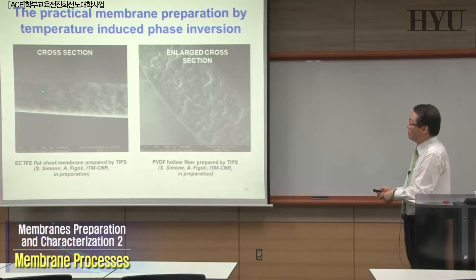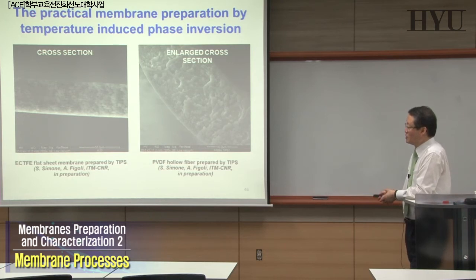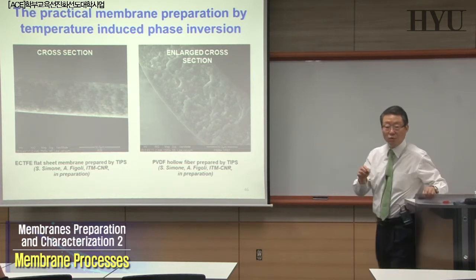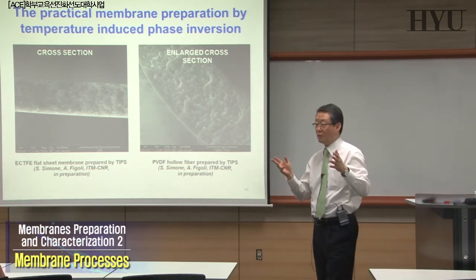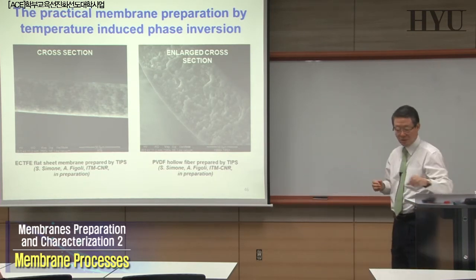This is the typical example of the TIPS membrane with the cross-section and the enlarged structures. I think this was manufactured at ITM with Professor Drioli. Alberto Figoli is in charge of this TIPS process, and you will see you have a very good membrane. You can have a porous structure, or you can have a non-porous structure depending upon how you spin these hollow fiber systems.